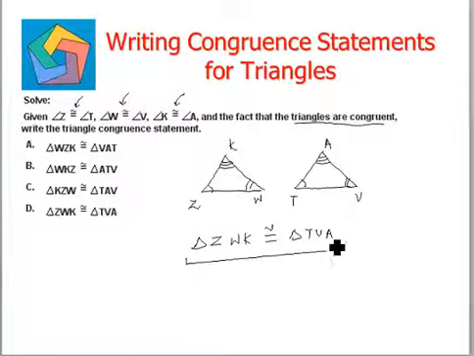This is our final congruence statement. We have to see that Z is with T, W is with V and K is with A. This is the correct order. This can be seen in option D. Let's move on to the next question.